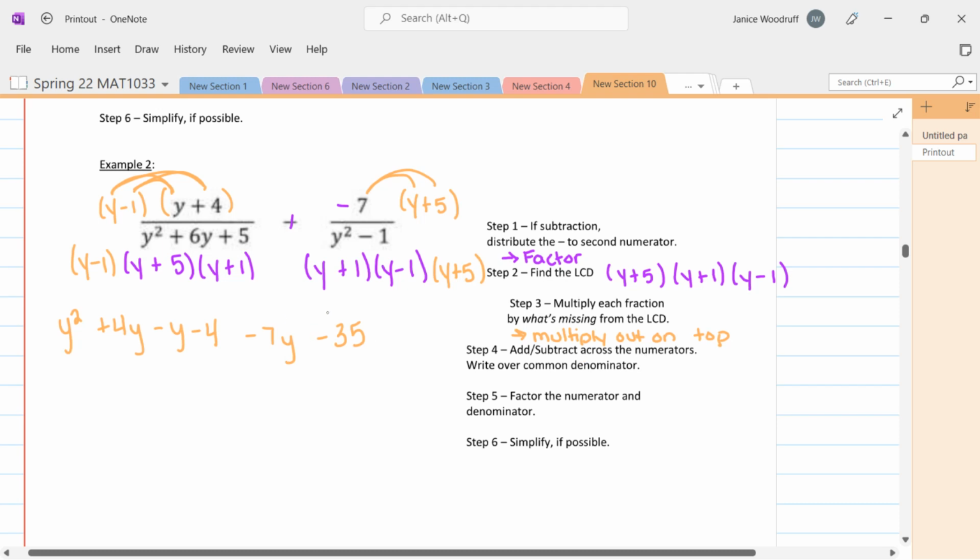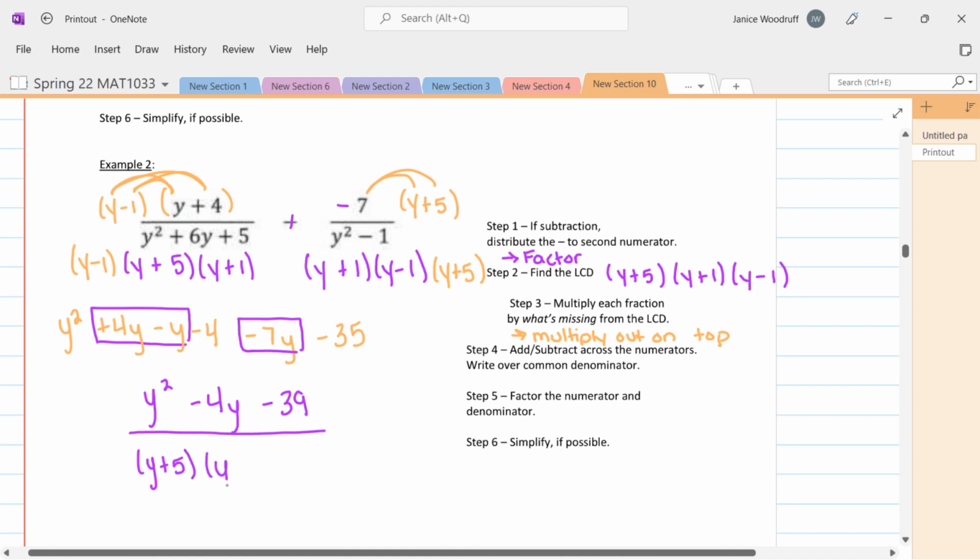So now I'm just going to combine all these like terms in one line. So I bring down a y squared. I've got 4y minus y minus 7y. So 4 minus 1 is 3 minus 7, that should be a negative 4y. And then negative 4 minus 35 is negative 39. I'm going to write this over my denominators, y plus 5, y plus 1, y minus 1.